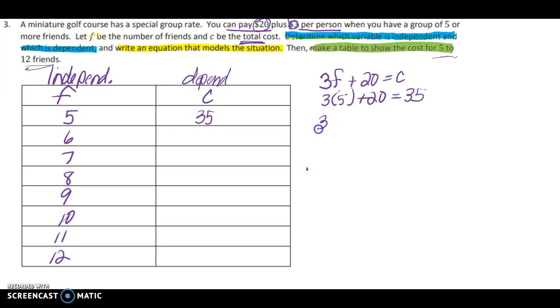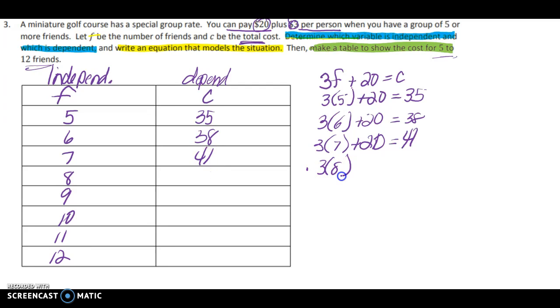And I keep doing that for each value. For 6 friends, that's 3 times 6, which is 18, plus 20 is 38. I put that in, and I keep on going down. Notice how I'm showing my work on every single one of these. 7 times 3 is 21, plus 20 is 41. And I'm going to keep on going down.